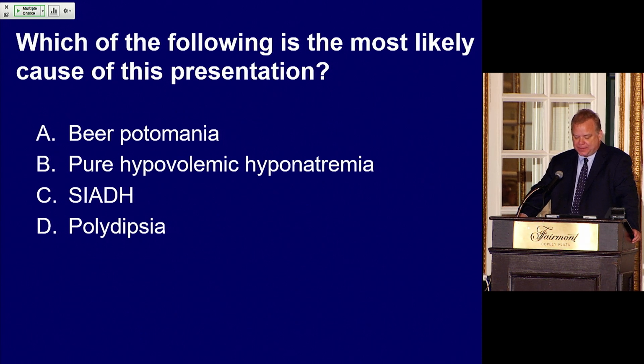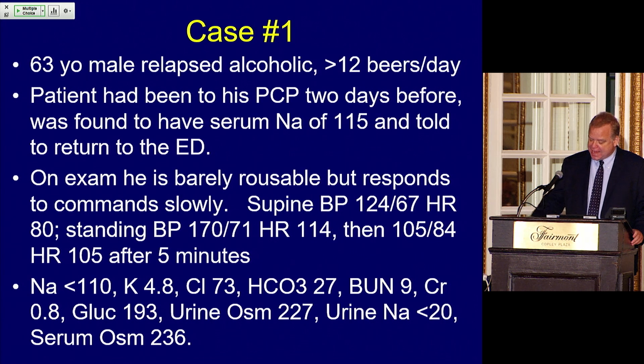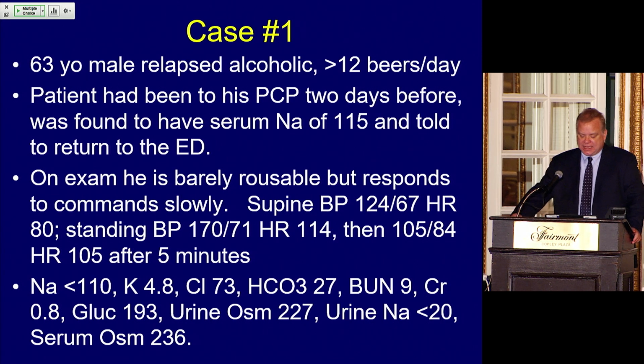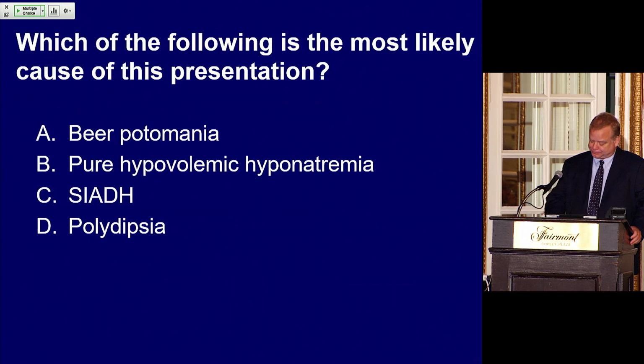Beer potomania, pure hypovolemic hyponatremia, SIADH, or polydipsia? So just to go back, there's this suggestion that maybe he's a little bit volume depleted. He was initially hypertensive when he stood up, but then he had a slight drop in his blood pressure, and he clearly had an orthostatic tachycardia. So there could be two things going on here. He could, in fact, be hypovolemic, or this could be something else.